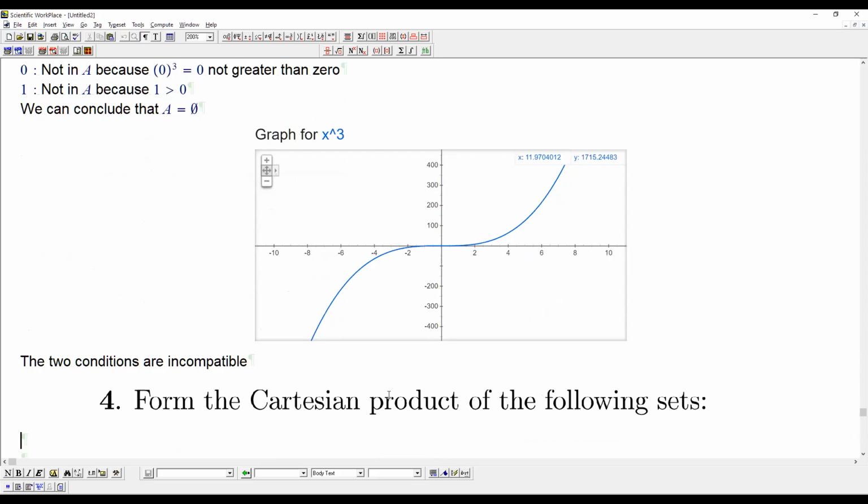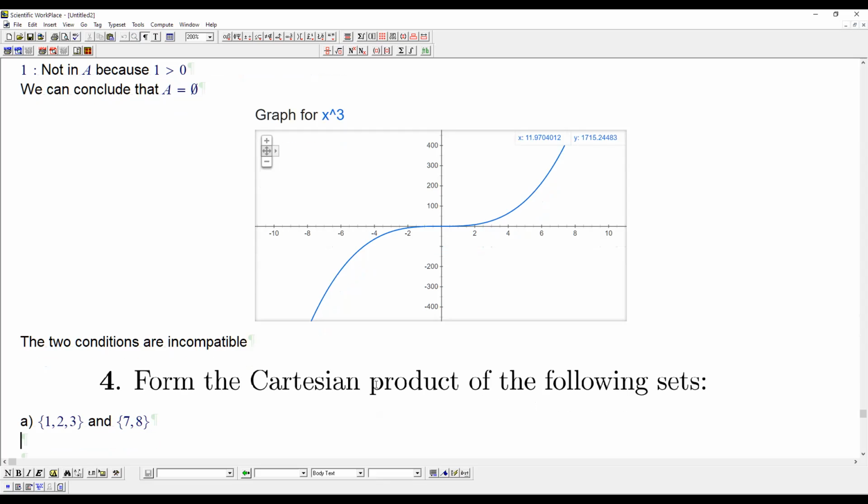Form the Cartesian product of the following sets. The first one is {1, 2, 3} and {7, 8}. I can give you some time to think about it. Maybe I can ask you just how many elements the Cartesian product will have, and then I can just write it down.